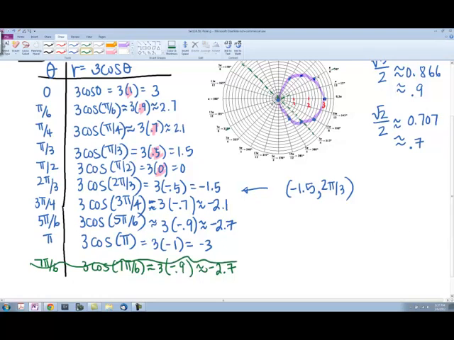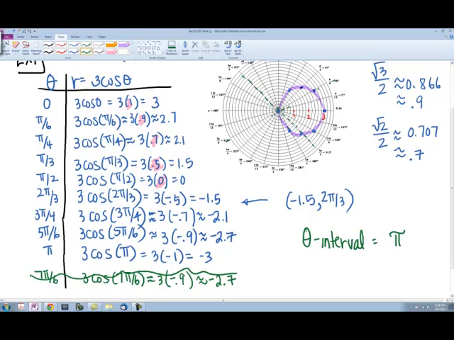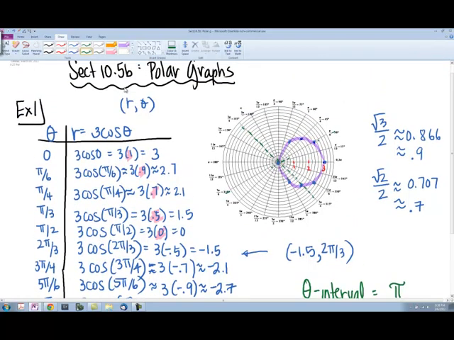Because it takes one cycle to complete this whole graph, we call that the theta interval of this graph, and it's pi. What that means is how long does it take to complete one cycle. Now, one thing that I'd like to point out here for you guys is that this is the equation of a circle, if you hadn't already noticed from our picture, and that it is symmetric across the polar axis. Remember, the x-axis is also called the polar axis, so it's symmetric top and bottom.